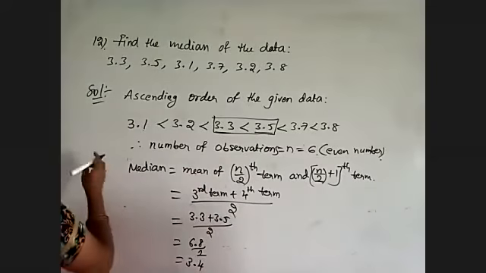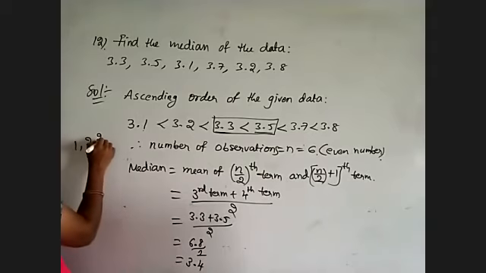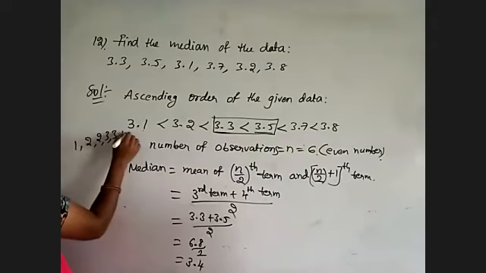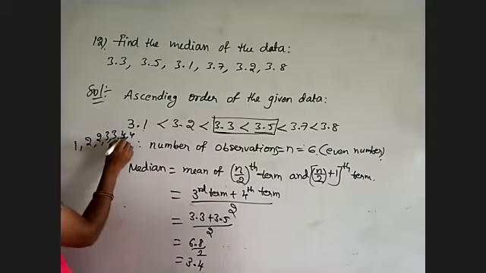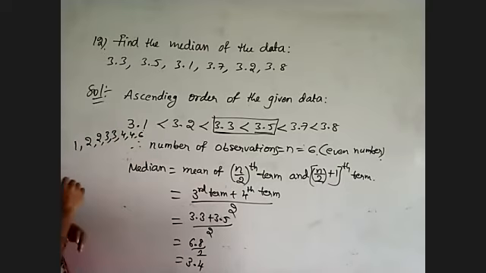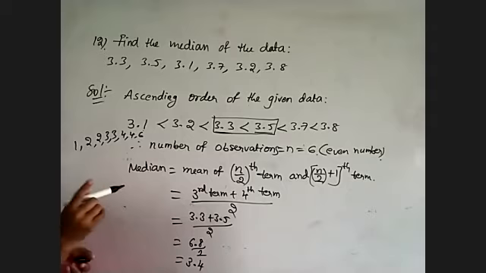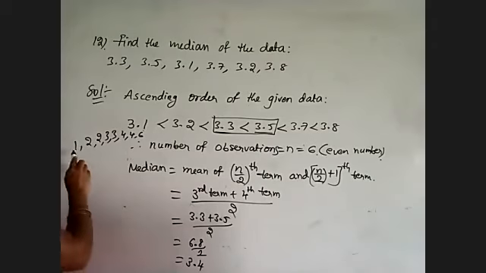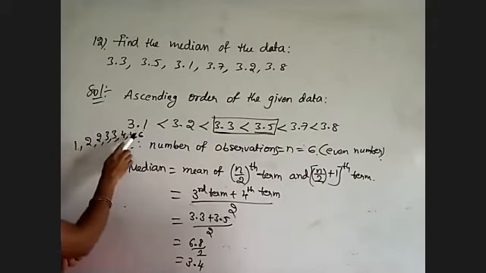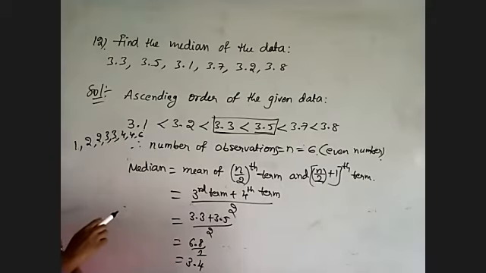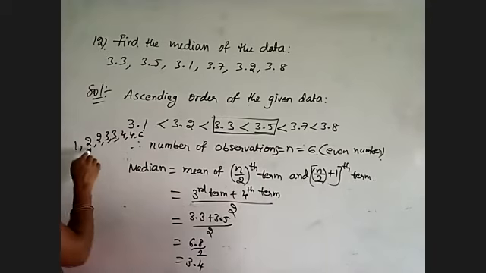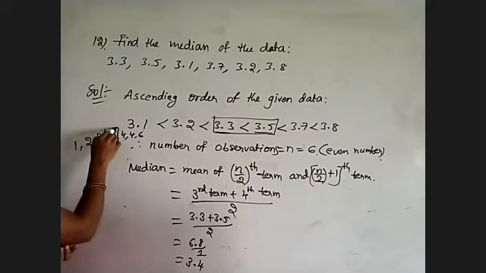Okay, first suppose they are given 1, 2, 2, 3, 3, 4, 4, like this. 1, 2, 3, 4, 5, 6, 7, and here 6 is given. Median means we need to select exactly the middle value. But for an even number of observations, we will get 2 mid values. So here how many observations are there? Just check: 1, 2, 3, 4, 5, 6, 7, 8 observations are there. 8 means an even number of observations. So 2 mid values we will get, that is, see, 1, 2, 3, 4, 5.